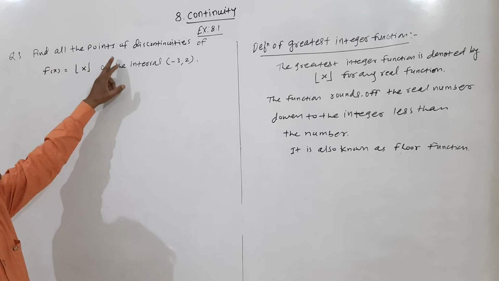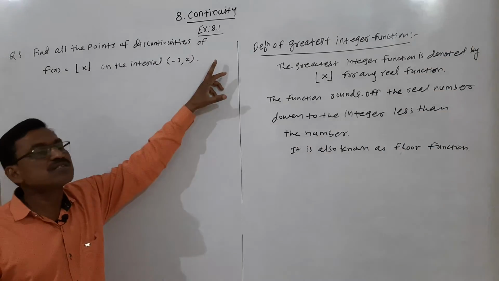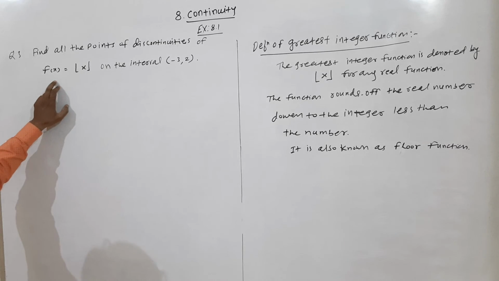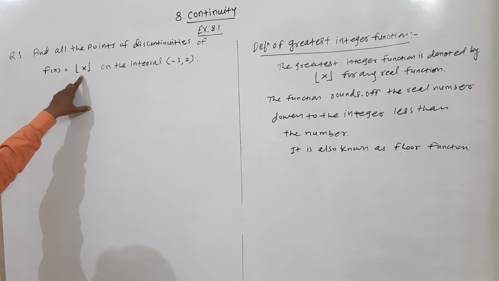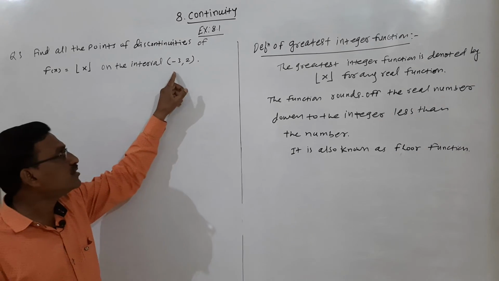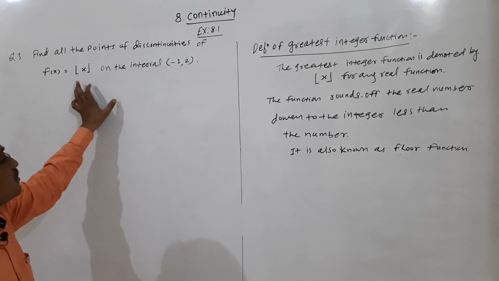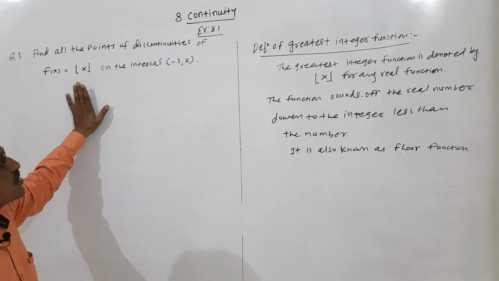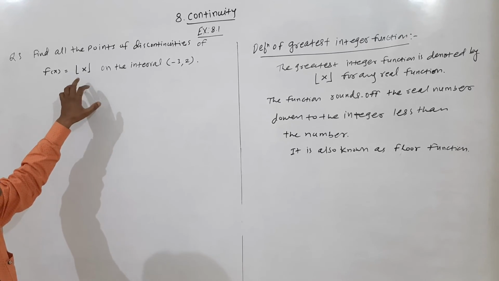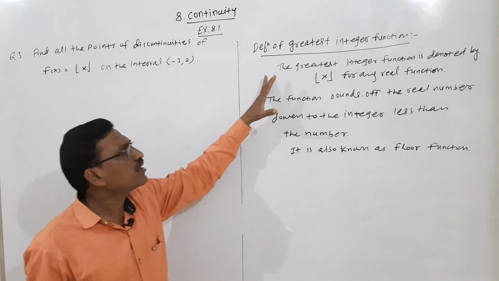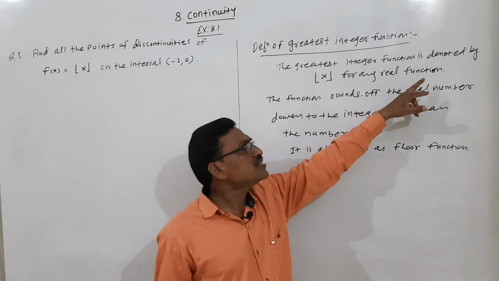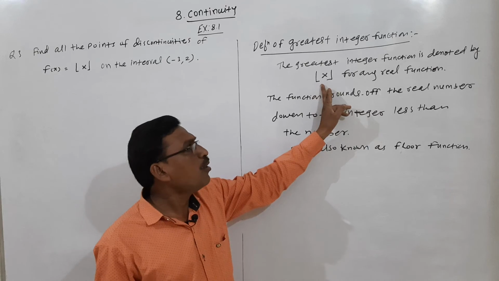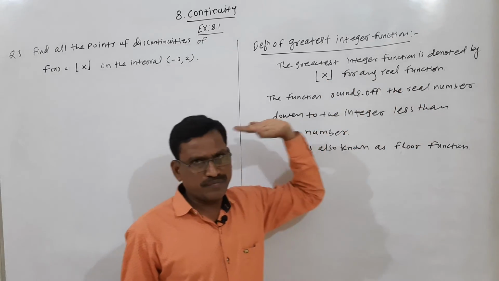Find all the points of discontinuity of the function f of x equal to the greatest integer function of x on the interval [-3, 2). Here, this function is called a greatest integer function. So the definition of the greatest integer function: it is denoted by this symbol for any real number.